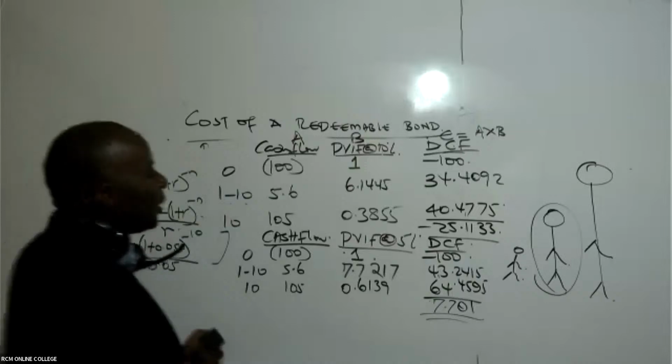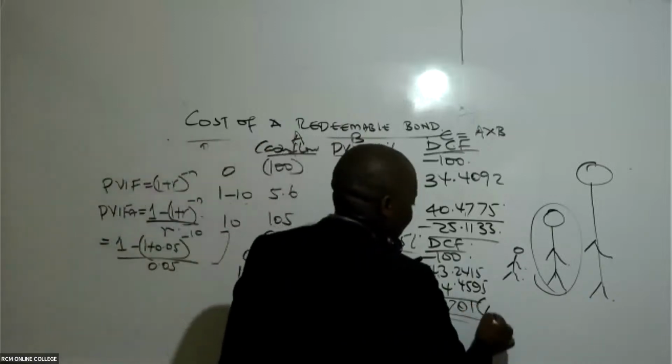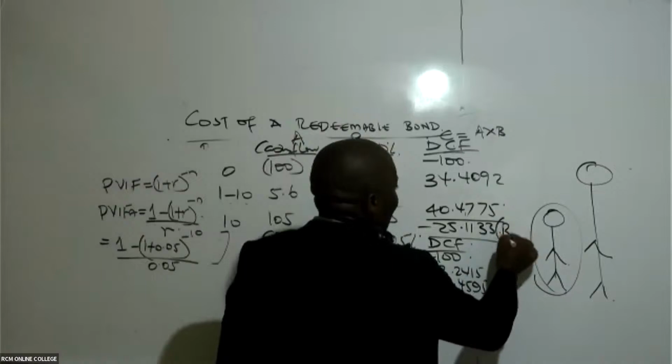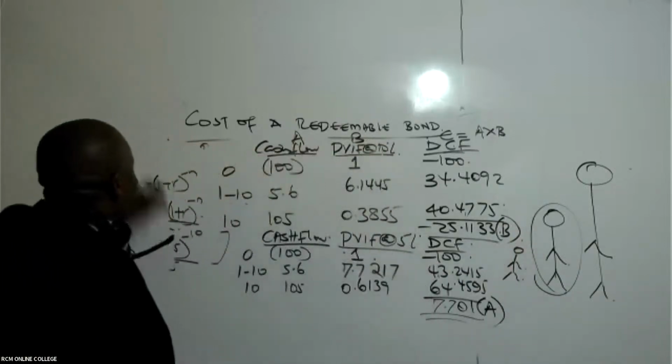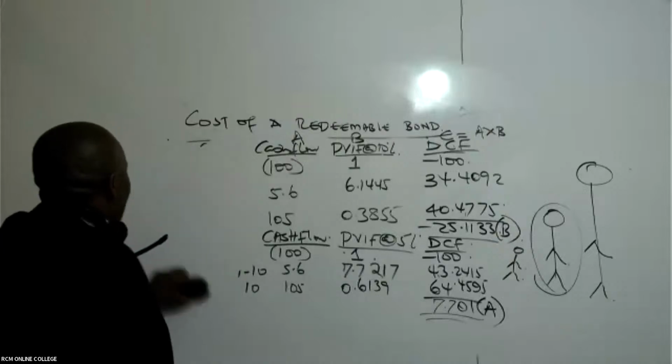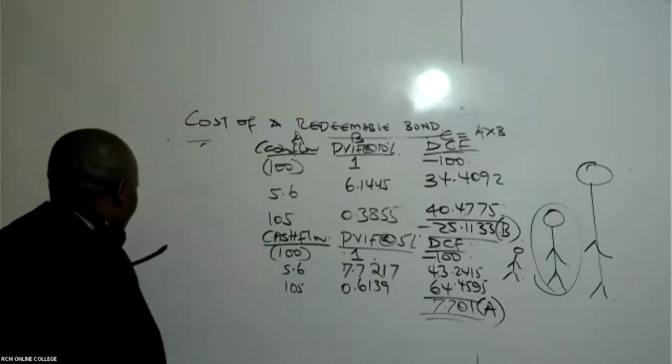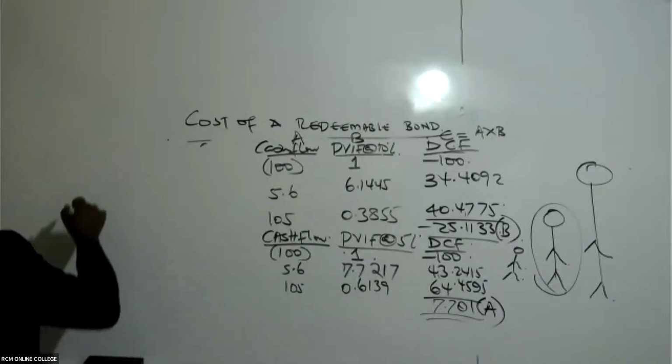So remember, the positive NPV is your A. Negative NPV is your B. Then come and give us the IRR. So how do we get IRR?